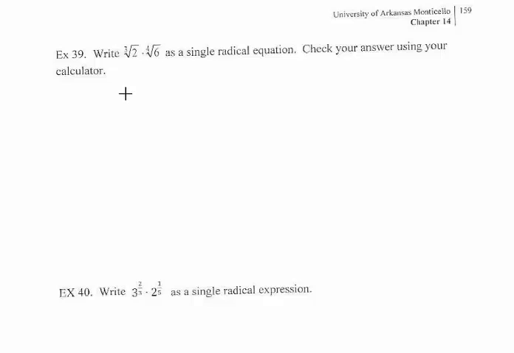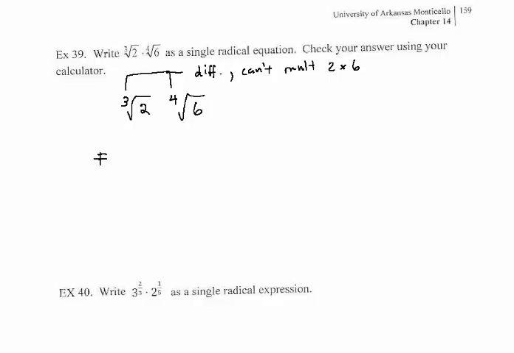On the last page of the chapter, we have a 3 square root of 2 and a 4 square root of 6. We want to combine these as a single radical. Now, we can't just multiply the 2 times the 6 because these indexes are different. Okay? So we can't multiply 2 times 6 and put it under a single radical. There is more work to do before we get to that point.